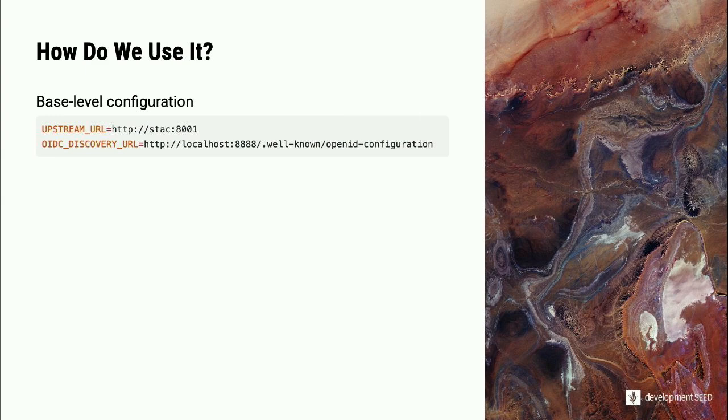So, anyways, moving on. How would someone use this? I guess there's two pieces of configuration you really need. You need the upstream URL. Where does the STAC API live? You need to tell the auth proxy that. And then secondly, where's the OIDC discovery URL?